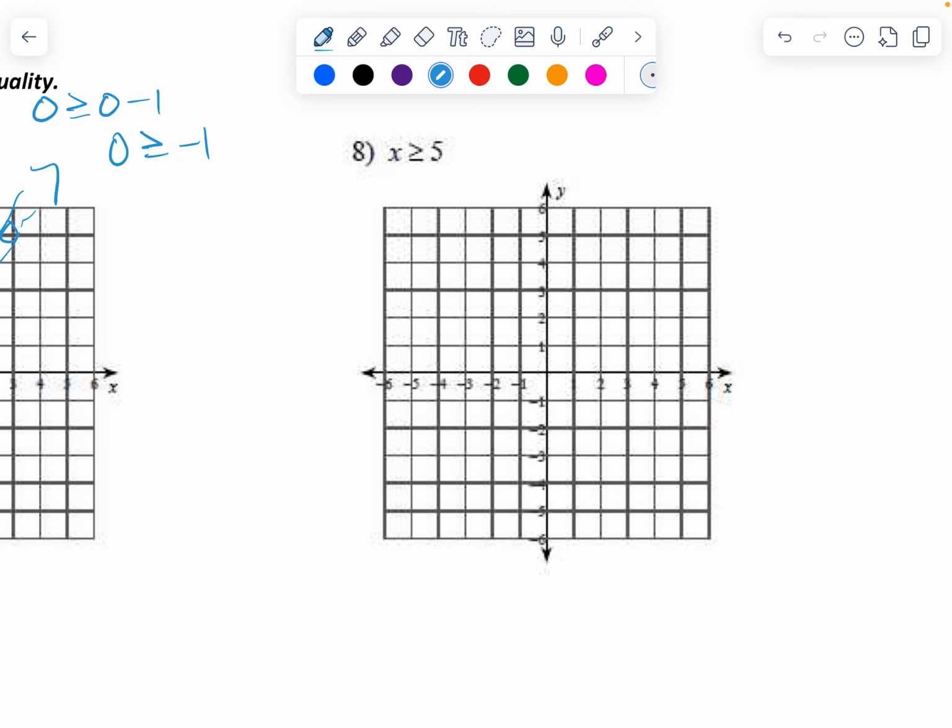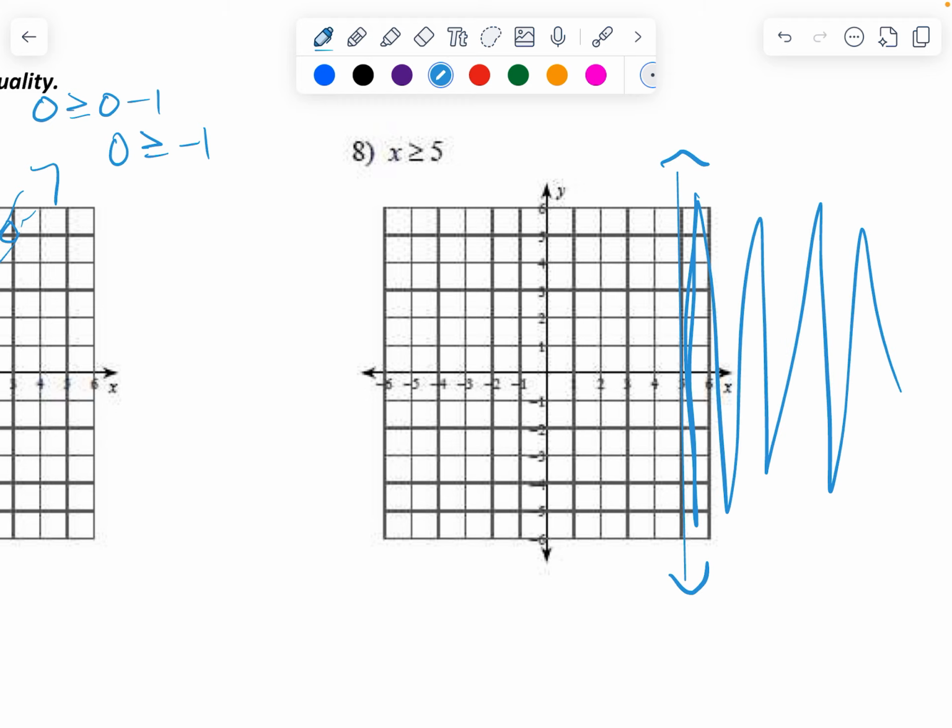Again, we just talked about anytime it's x and a number, there's no y involved, you're going to have a vertical line. So we're going to have a solid vertical line here at 5. And it says numbers greater than. So it's going to be the numbers that are up here.